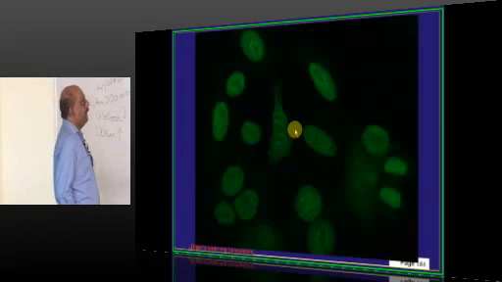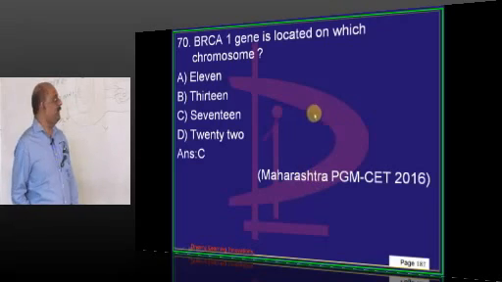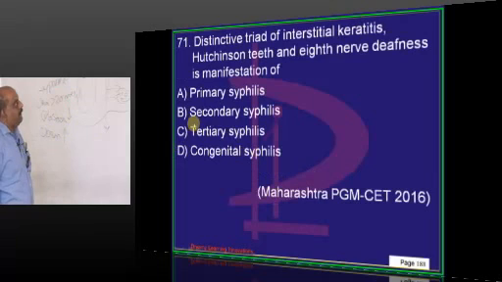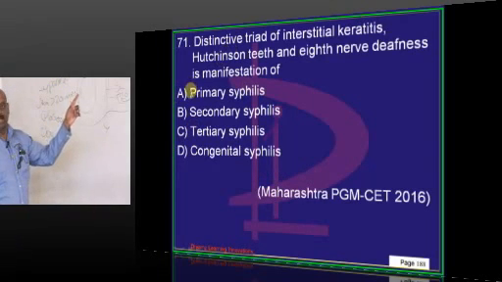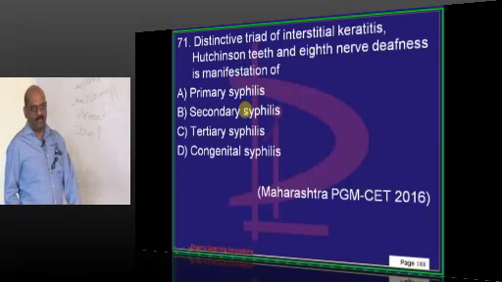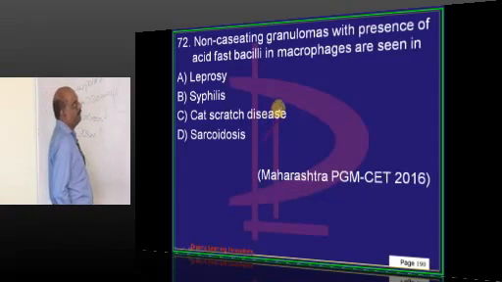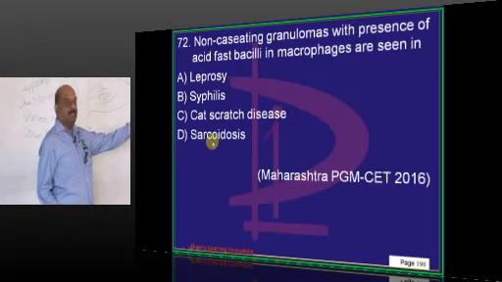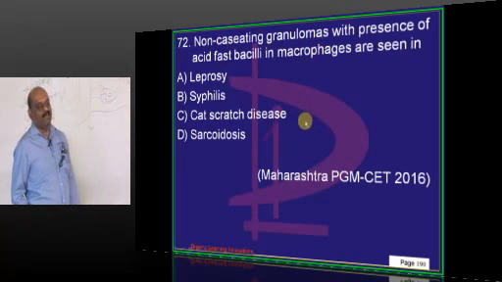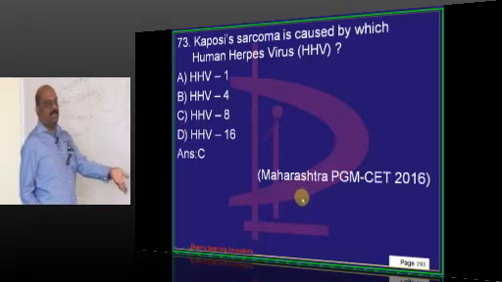Okay, then BRCA1 gene, where is it located? 17th chromosome. Distinctive triad of all these interstitial, 3 monkeys: don't see, don't hear, don't talk, are there, no? It is all congenital syphilis. Non-caseating granuloma means I would have jumped to sarcoidosis, but he has given acid-fast organisms, so I would like to consider leprosy. Kaposi sarcoma is HHV8.